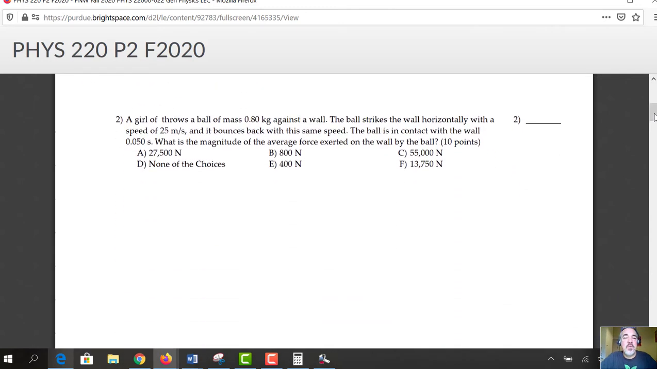A girl throws a ball of mass 0.8 kilograms against the wall. The ball strikes the wall horizontally. Okay, so it's moving horizontally with the speed of 25 meters per second. Bounces back with the same speed. The ball is in contact with the wall for 0.05 seconds. What's the magnitude of the average force exerted on the ball by the wall? All right, let's take a look at this one.